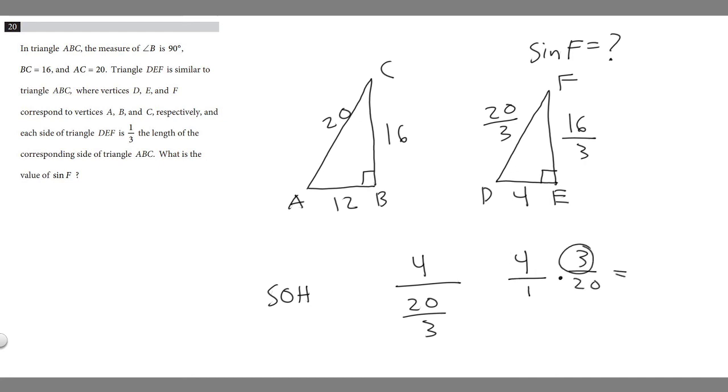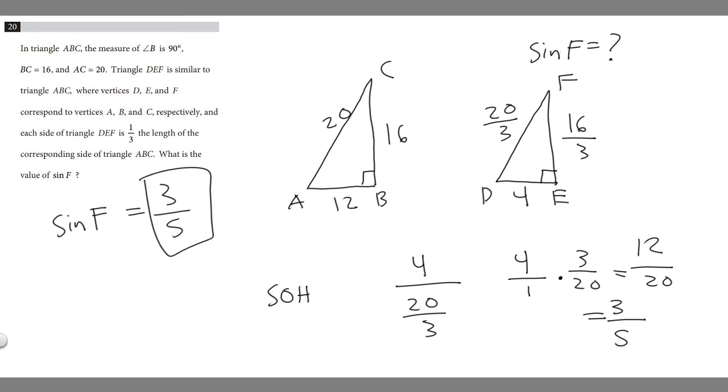4 times 3 is 12. 1 times 20 is 20. So it's going to be equal to 12 over 20, but we can simplify it. If we divide by 4, 12 divided by 4 is 3, and if we divide 20 by 4, we get 5. So it's going to equal 3 over 5. So the sine of F is going to be equal to 3 over 5. That's how you solve this problem.